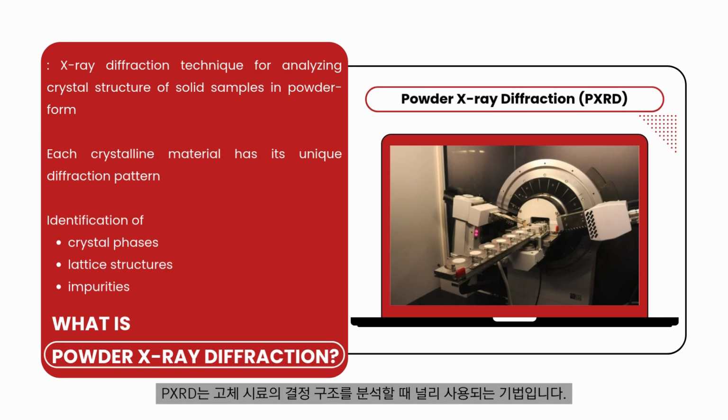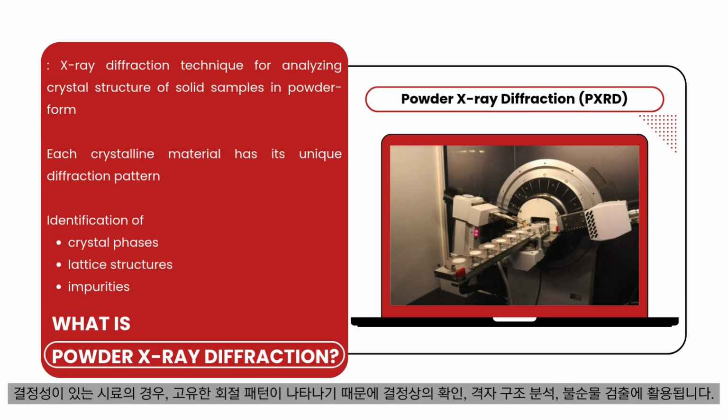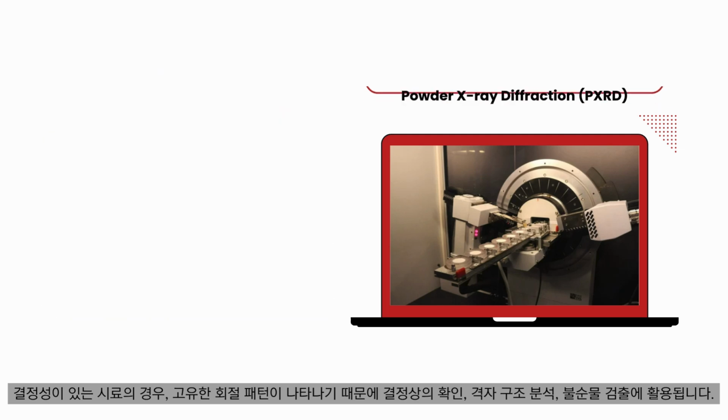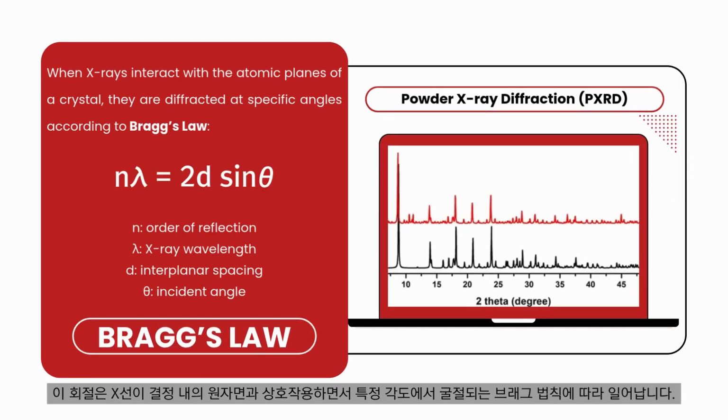PXRD is a common method to study the crystal structure of solids. Crystalline samples show unique diffraction patterns, used to check phases, lattice structures, and impurities. This happens based on Bragg's law, where X-rays reflect at certain angles from atomic planes in the crystal.